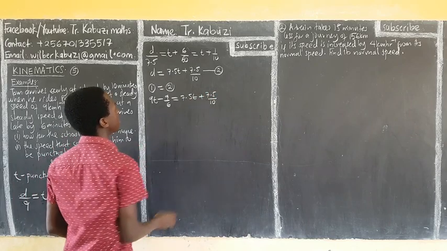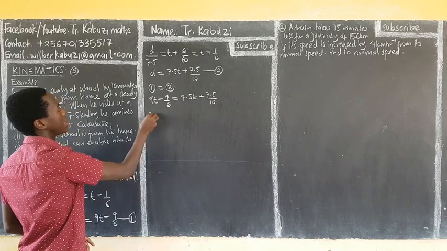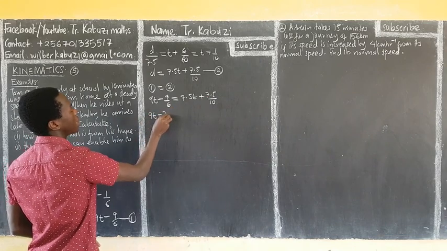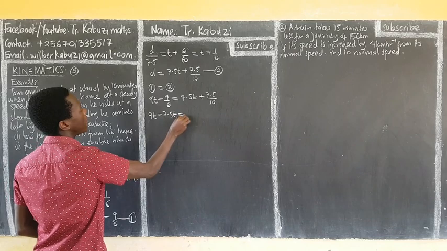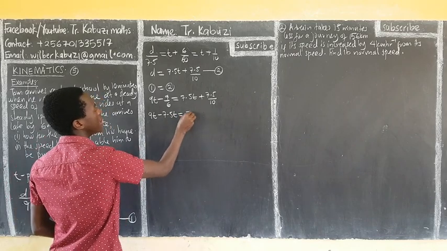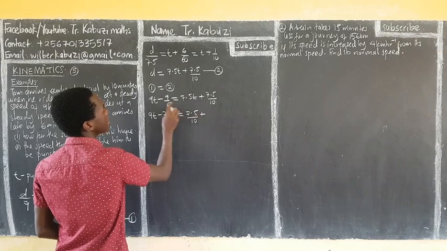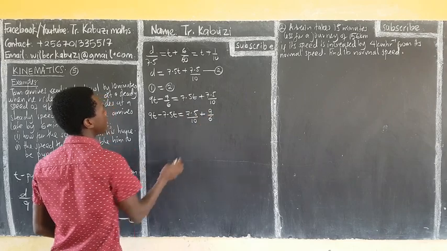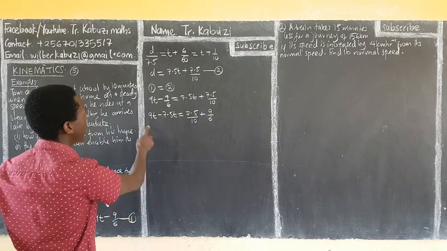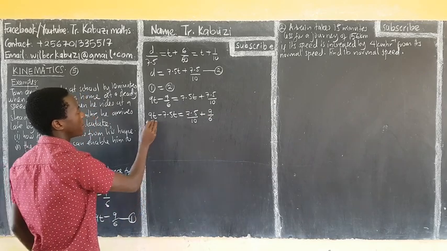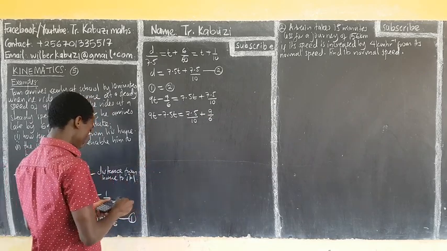So we can bring this beside, 9T minus 7.5T will be equal to 7.5 over 10 plus 9 over 6. So in the subtraction here, this is going to give us 1.5. And then we start from there.